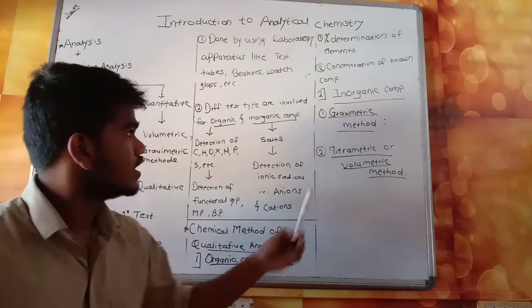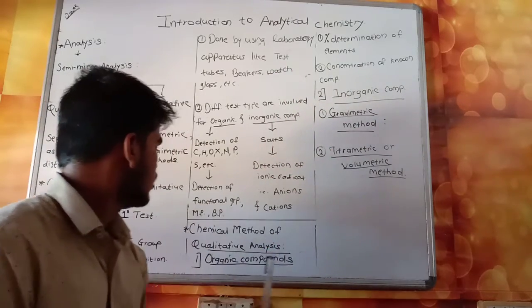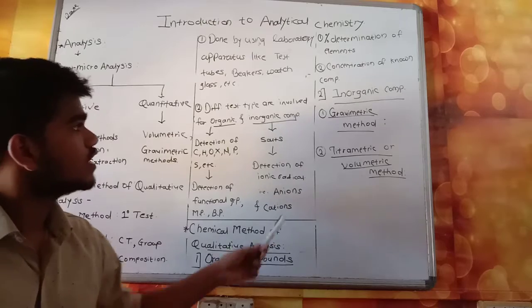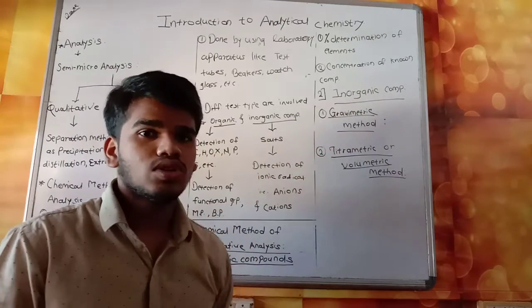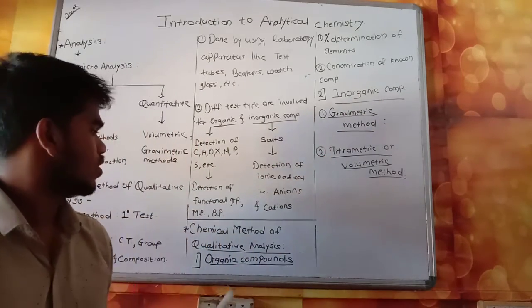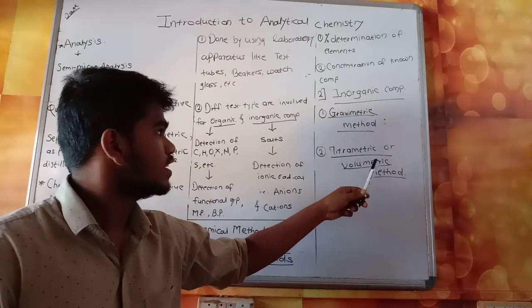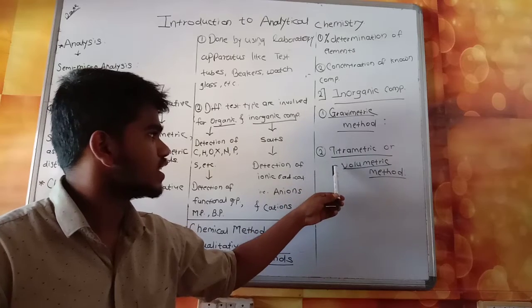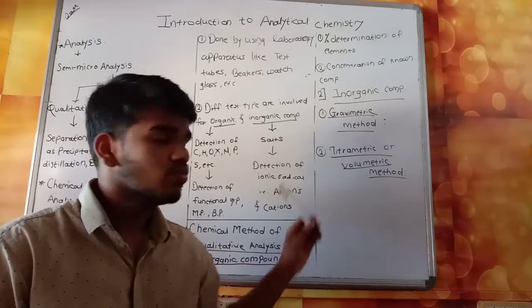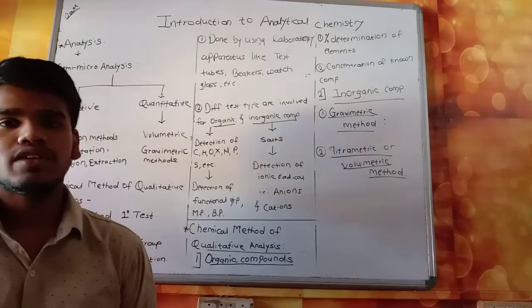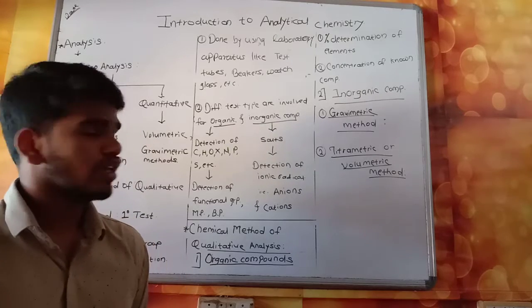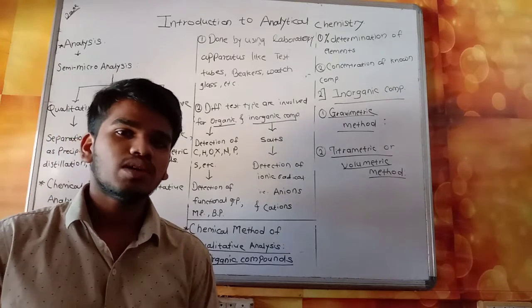Okay, second is inorganic compound. Second is quantitative analysis of inorganic compound. In this analysis, two methods are used. First is the gravimetric method, and second is the titrometric or volumetric method. The gravimetric method is also known as the decomposition method.